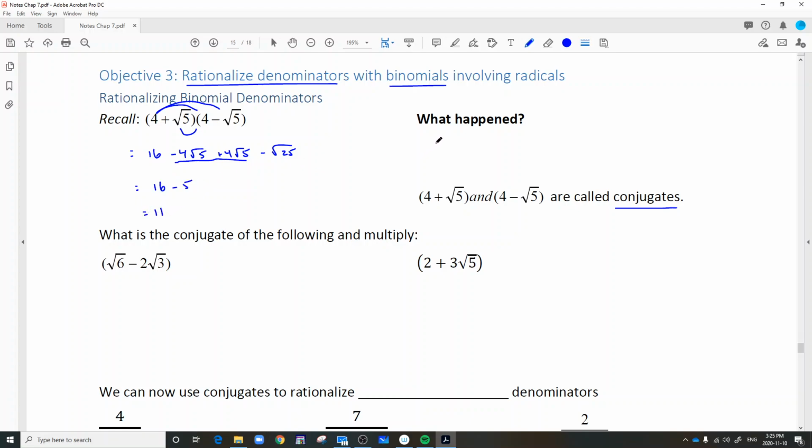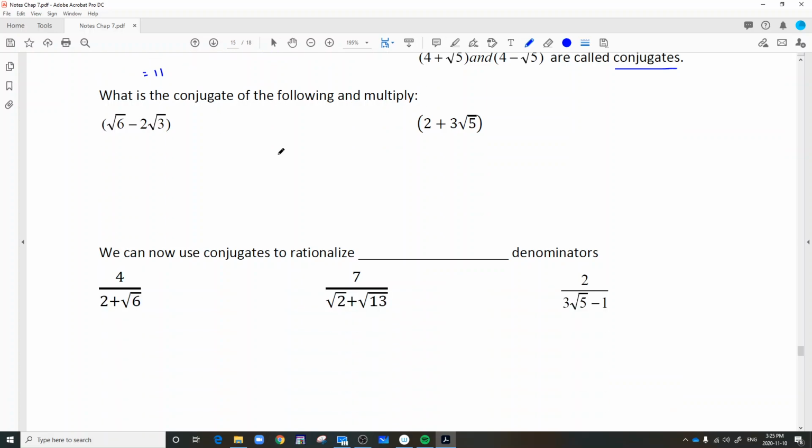So what happened is that the radical goes away, or is cleared, or whatever terms you want to put in here. But what I want you to notice is that when you multiply two brackets together that are the same except for the signs, because you're squaring the first number and you're squaring the last number, and the middle terms go away, you're going to get rid of the radicals. So the first thing I want to practice is just finding conjugates.